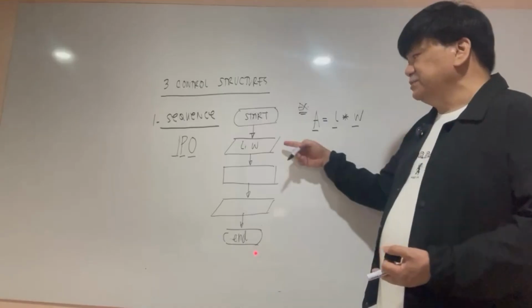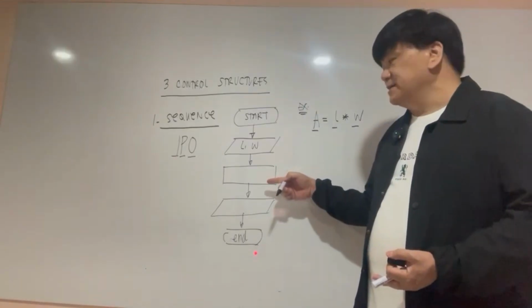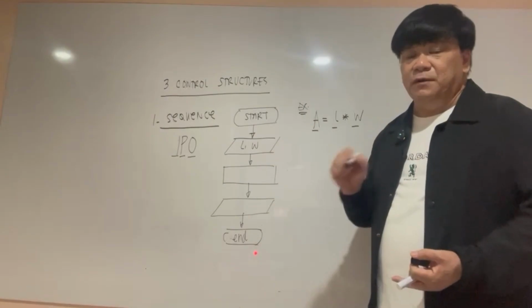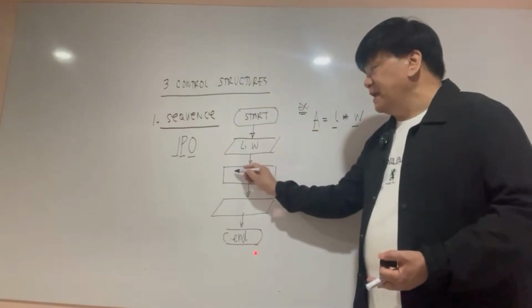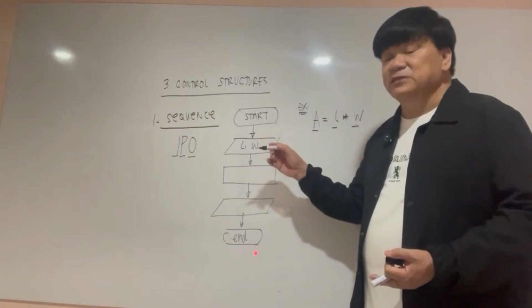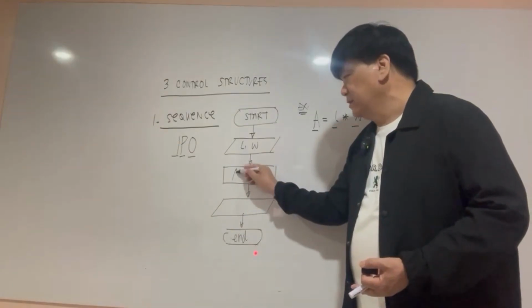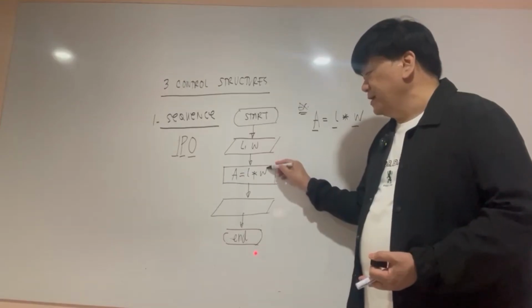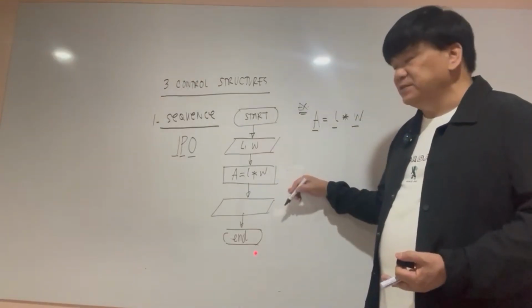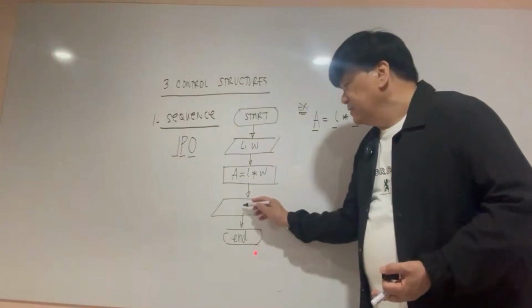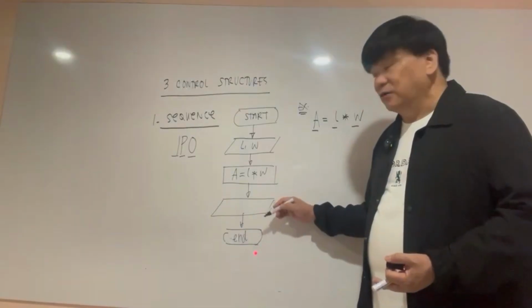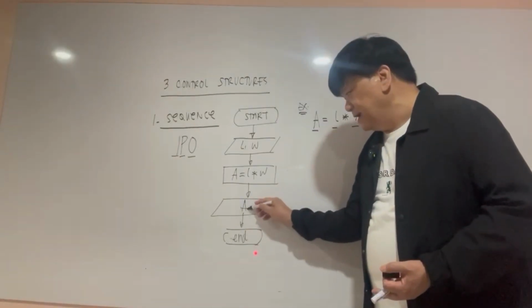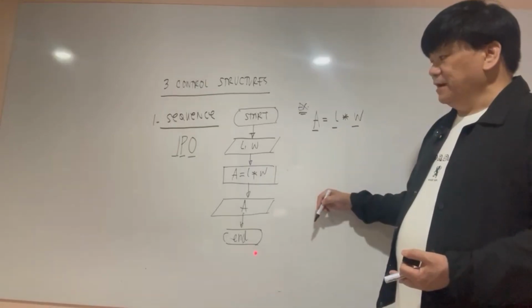After that, the inputs will be processed. We are going to place here the formula for solving the area of a rectangle. So area is length times width. Once it's computed, it will be displayed as your output, and our output is A for the area.